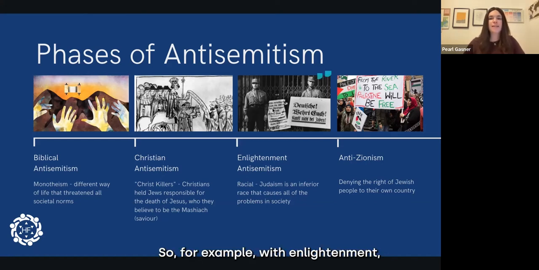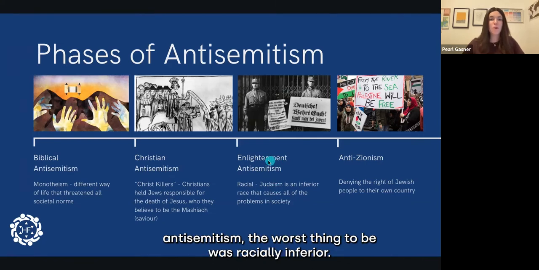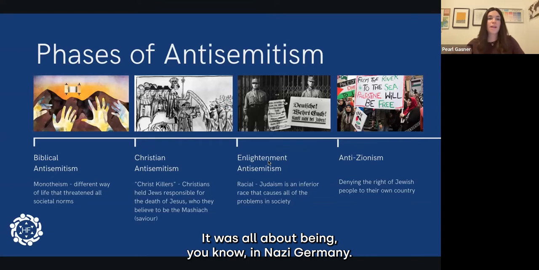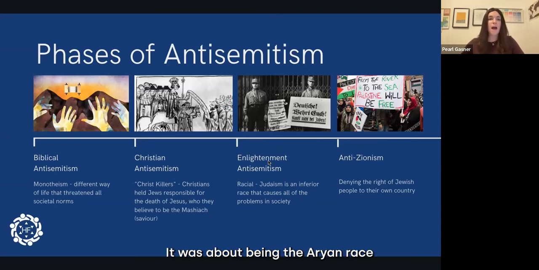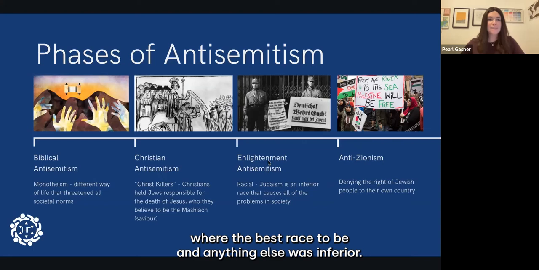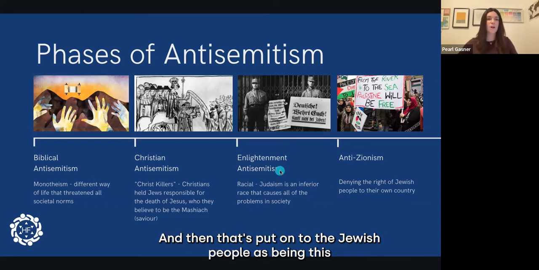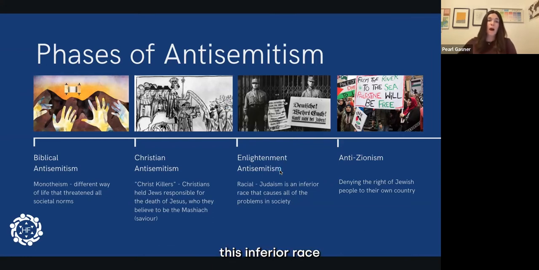So, for example, with Enlightenment anti-Semitism, the worst thing to be was racially inferior. In Nazi Germany, it was about the Aryan race being the best race to be, and anything else was inferior. And then that's put onto the Jewish people as being this inferior race.